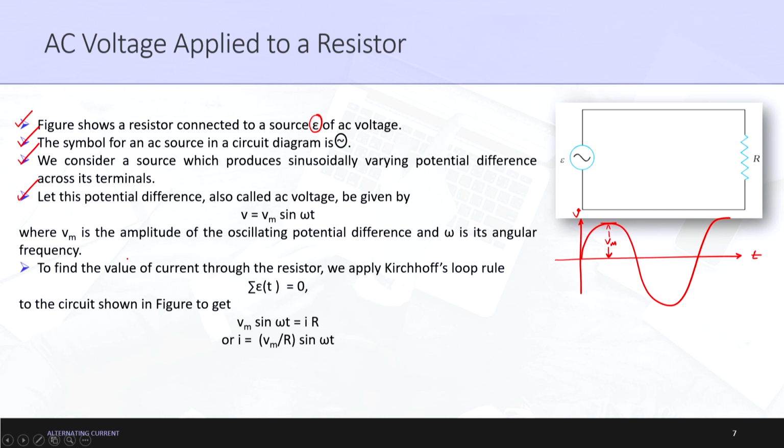Okay. So, where Vm is the amplitude of the oscillating potential difference and omega is its angular frequency. So, omega is its angular frequency, which is 2 pi nu or 2 pi f. Okay. Next thing is to find the value of current through the resistor, we apply Kirchhoff's loop rule.